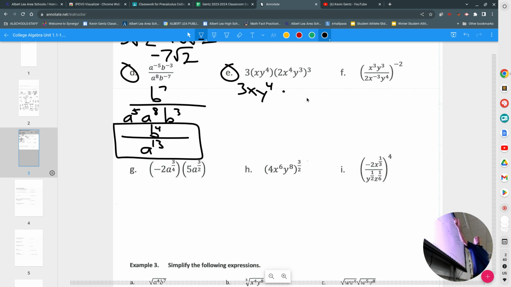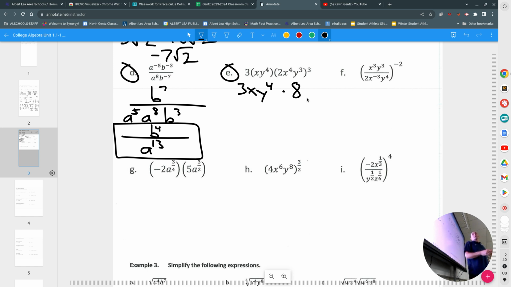But the next part here, we have (2x^4 y^3) cubed. What would you do first in trying to simplify this expression? Yeah, I heard Alex say exponent. We're going to deal with this cubed one up there. What do I do with the 2? Do I take 2 times 3, or do I take 2 to the third power? 2 to the third power. What is 2 to the third power? It is 8.